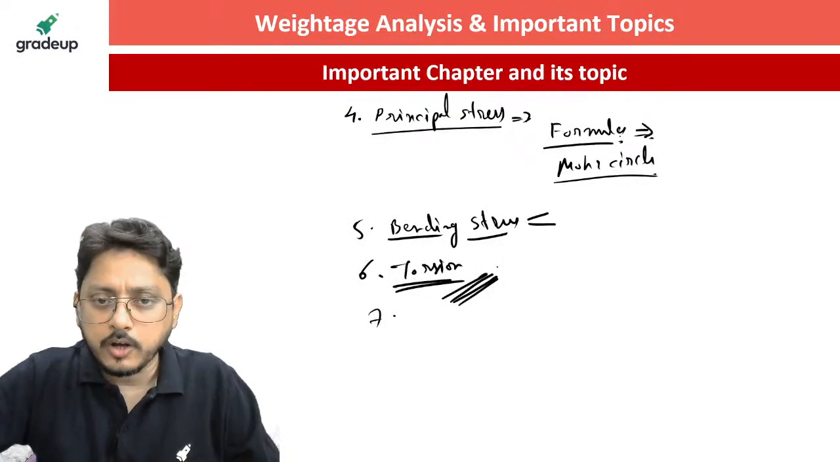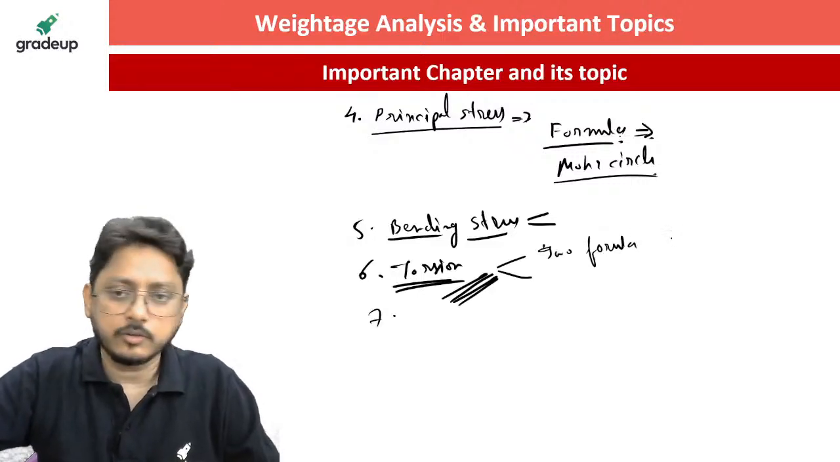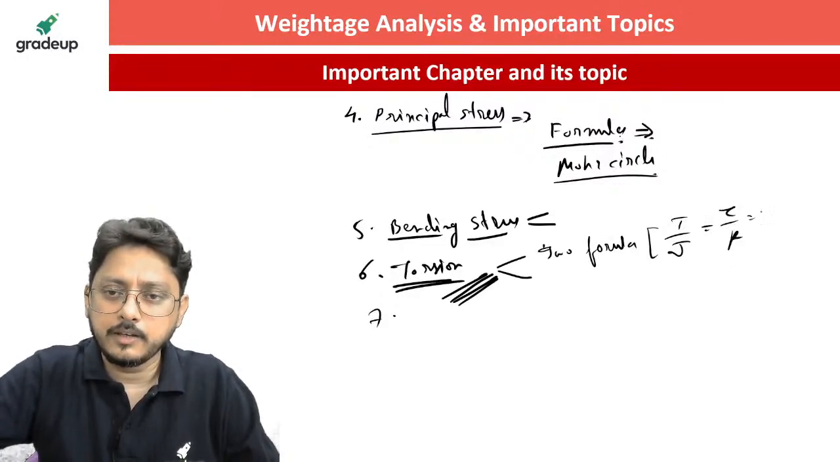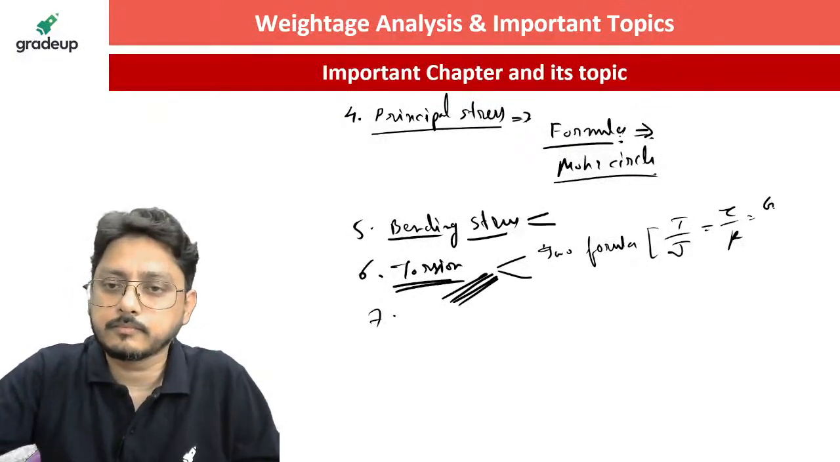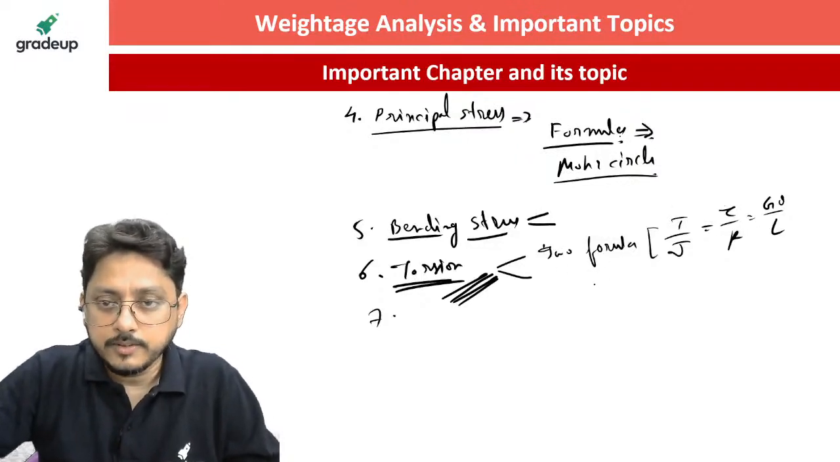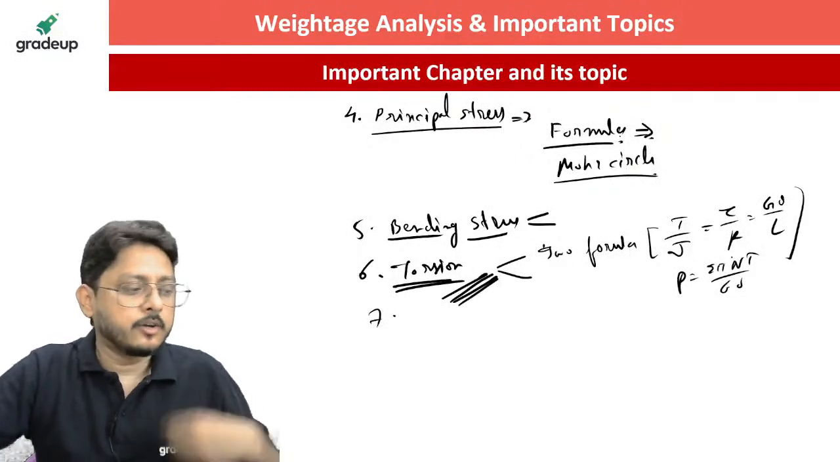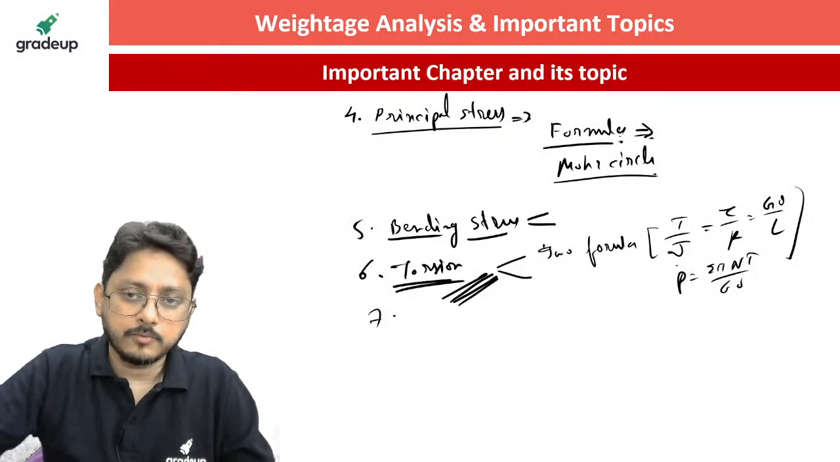In each and every chapter, torsion has only two formulas, that's all. What are those? Do you remember? T by J equals tau by R equals, oh sorry, isn't it? The other one is power, 2 pi N T by 60, that's all. After that, normal understanding, and you can solve all the problems.